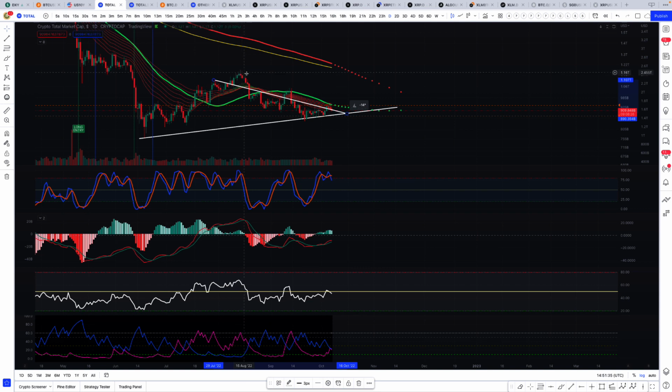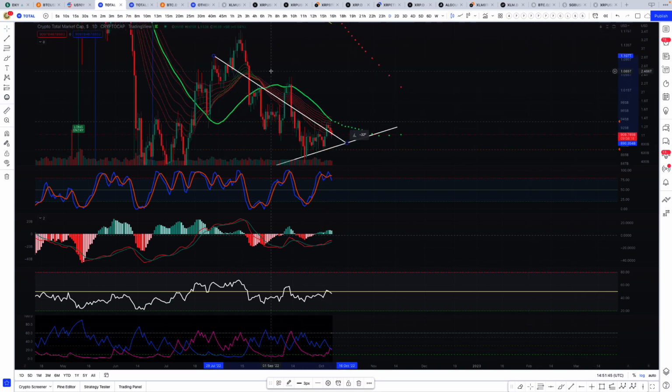So when we got above here, we broke out of this trend line, came back down, resistance, got above, came back down, resistance, got above the other day. And now we're trying to hold it as support.